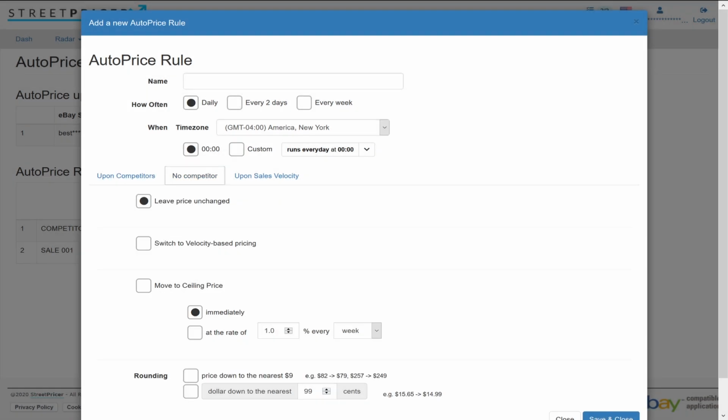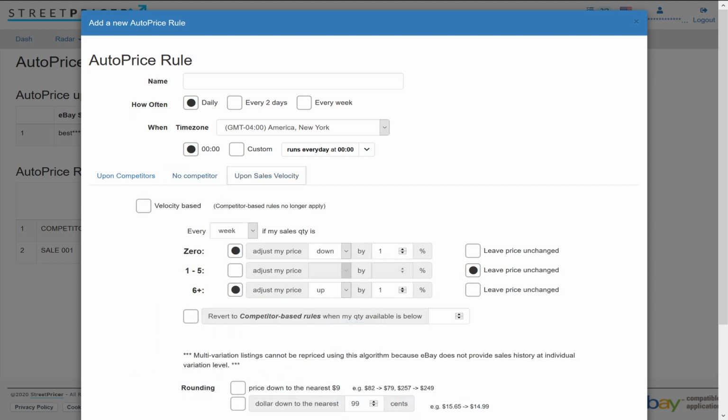With the next tab, when there is no competition, you can choose to leave the price unchanged, switch to velocity repricing, or move to ceiling price, either immediately or at a rate of increase that you prefer. So your observation is correct. In a price rule, you don't have to limit yourself to just competitor or just velocity. You can utilize both and switch from competitor to velocity when there is no competition, and many sellers do that.